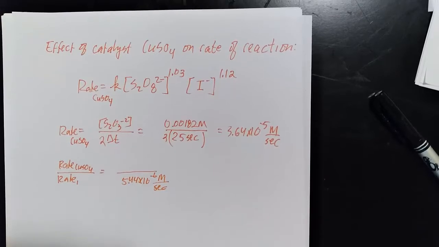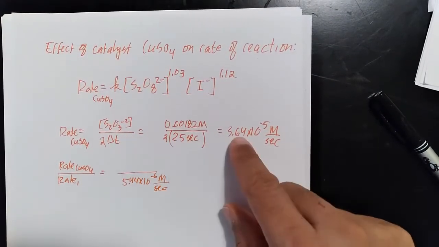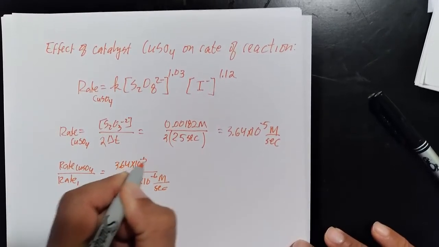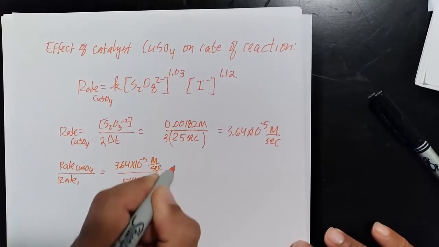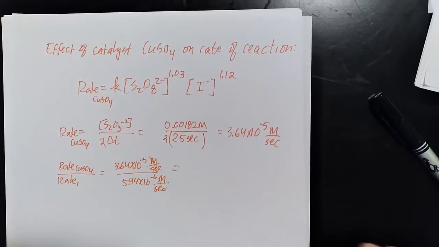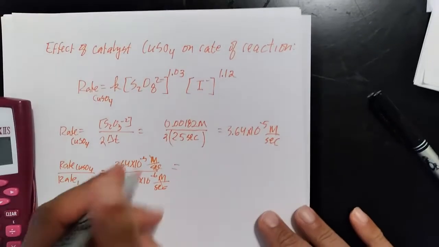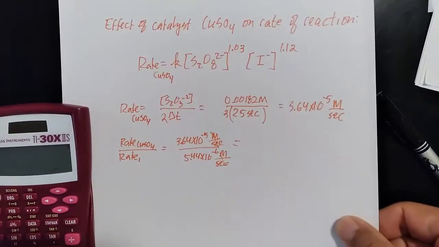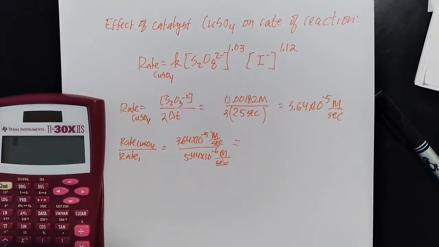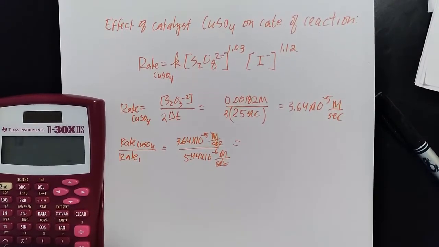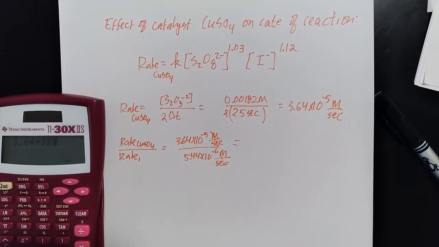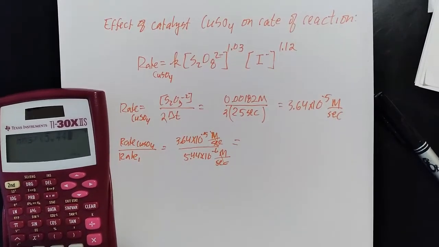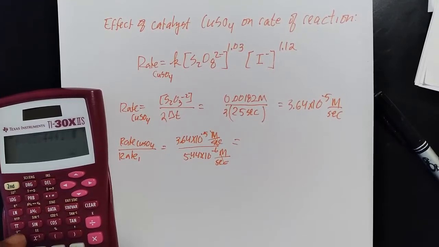And the rate in the presence of our catalyst, well, we just calculated it using the formula given to us, 3.64 times 10 to the minus 5 molarity per second. And these units cancel each other out. So let's do this on our calculator and see our final amplification of this reaction. So 3.64 times 10 to the minus 5, divide this number by 5.44 times 10 to the minus 6.